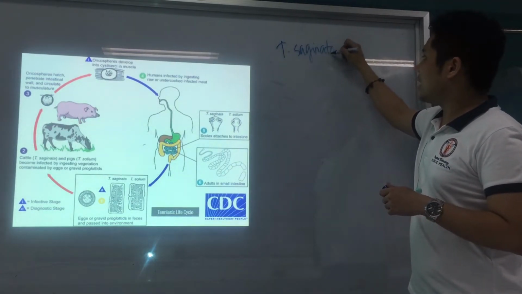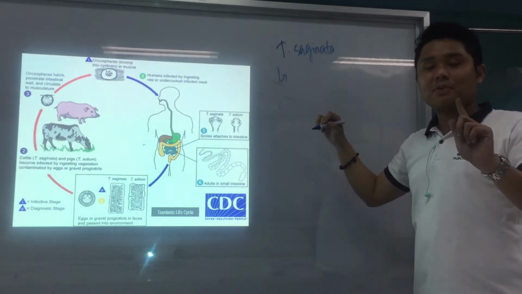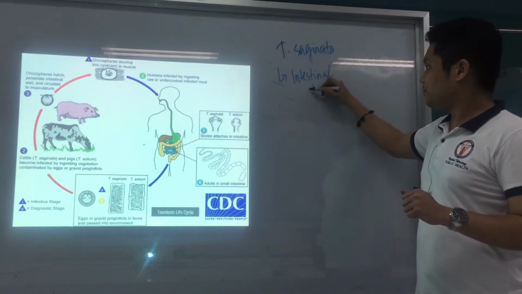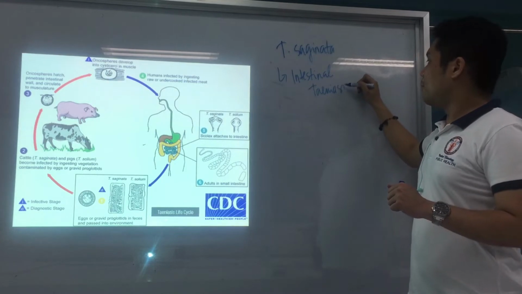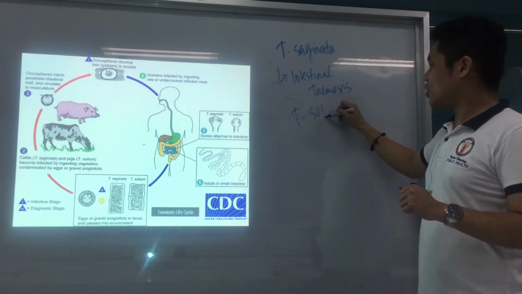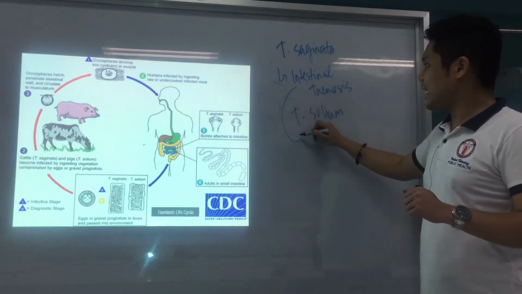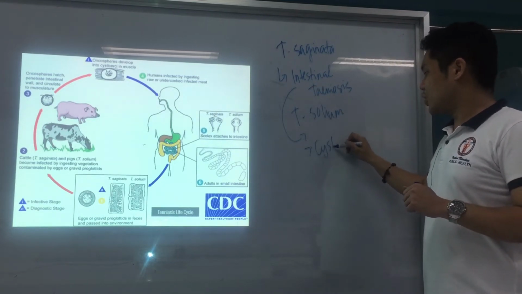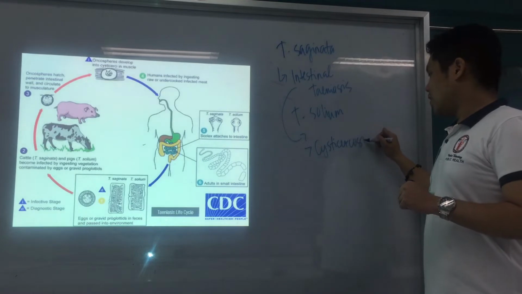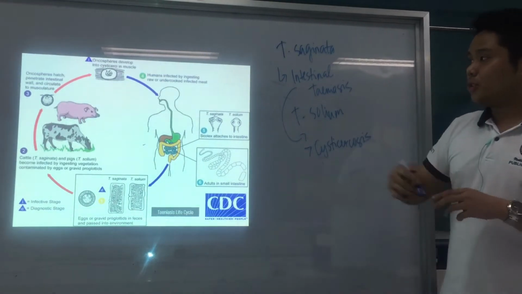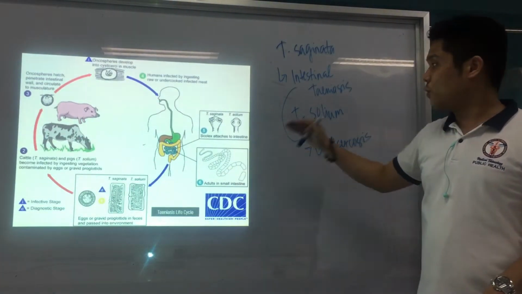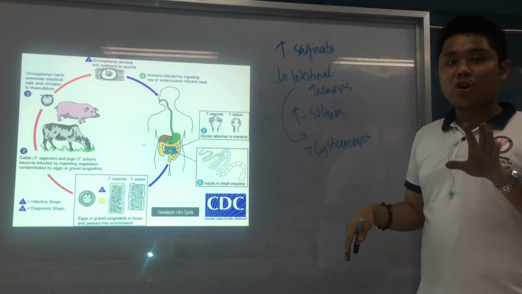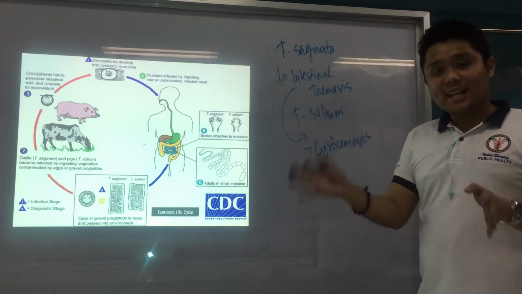Your Taenia saginata only causes one type of disease, and that is intestinal taeniasis. But T. solium can cause either intestinal taeniasis or cysticercosis. Now, what we're going to look at here is the life cycle for intestinal taeniasis, which can occur in both Taenia saginata and Taenia solium.